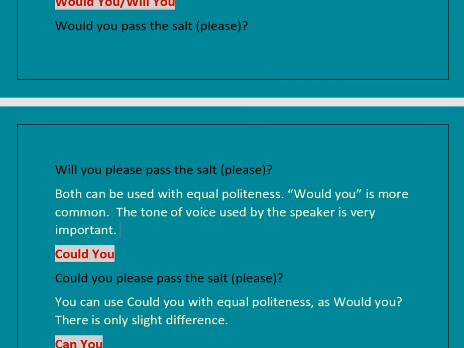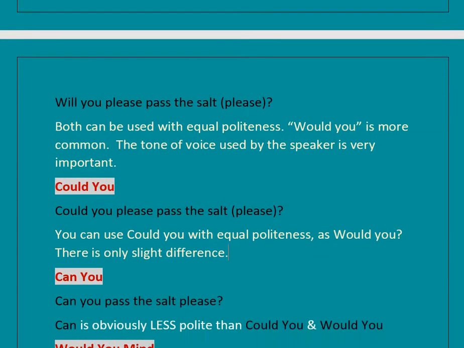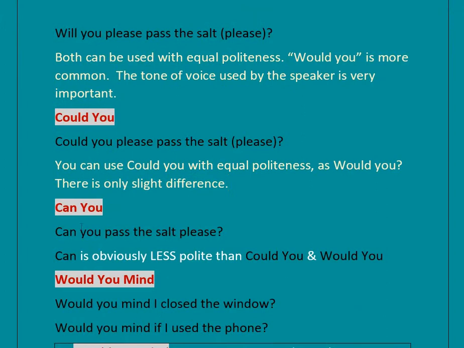Then could you please pass the salt? You can use could you with equal politeness as would you. The difference is very slight. Then can you pass the salt, please? Can is obviously less polite than could you and would you.